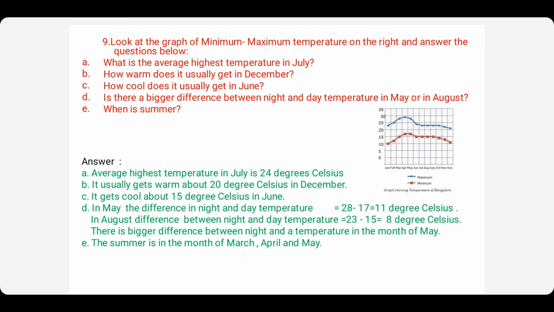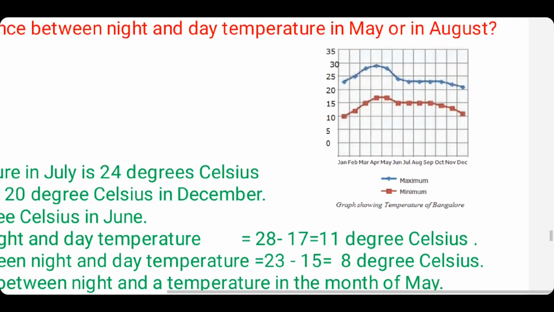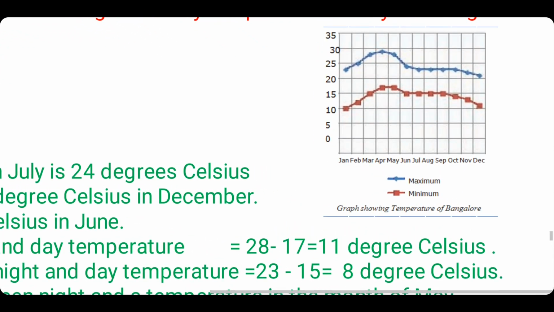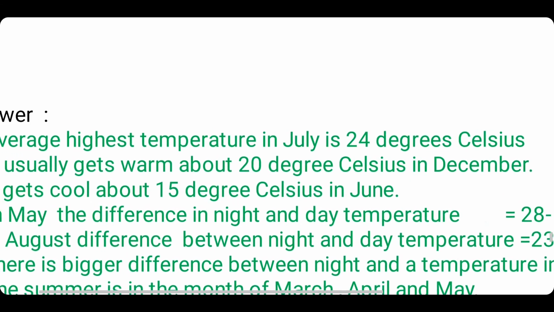On to the next question. Is there a bigger difference between night and day temperature in May or in August? Firstly, let's find the difference in day and night temperature in the month of May. Let's see what the maximum temperature is. The blue line is near 28 degrees Celsius, and the red line in the month of May is near 17 degrees Celsius. If we find the difference between the maximum and minimum, that is 28 minus 17, we will get 11 degrees Celsius.